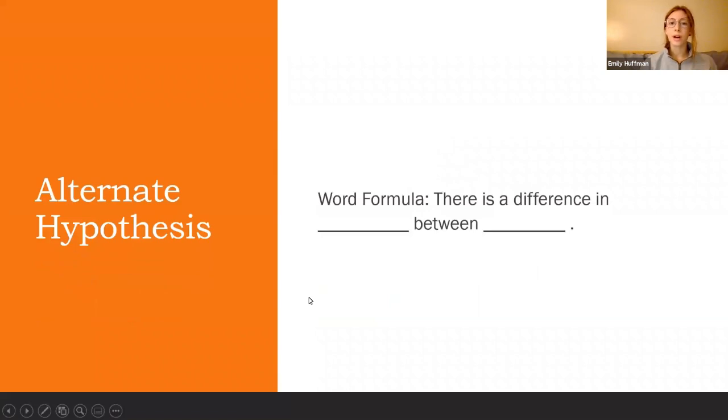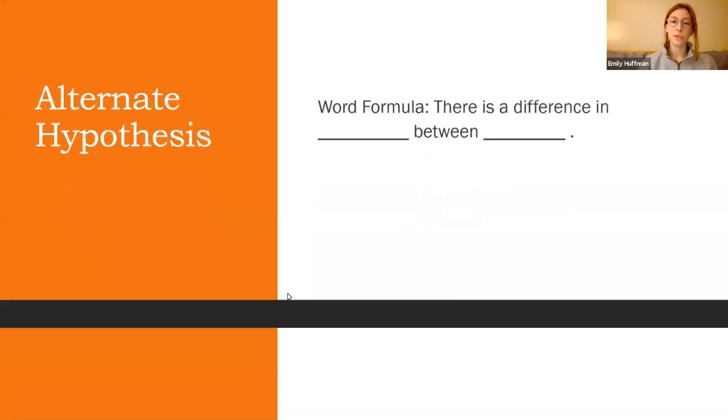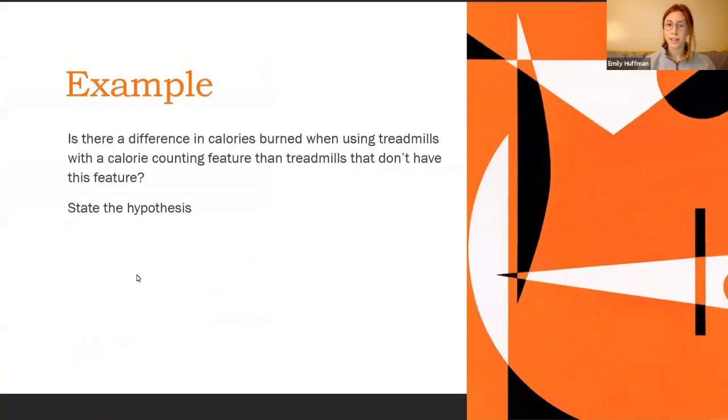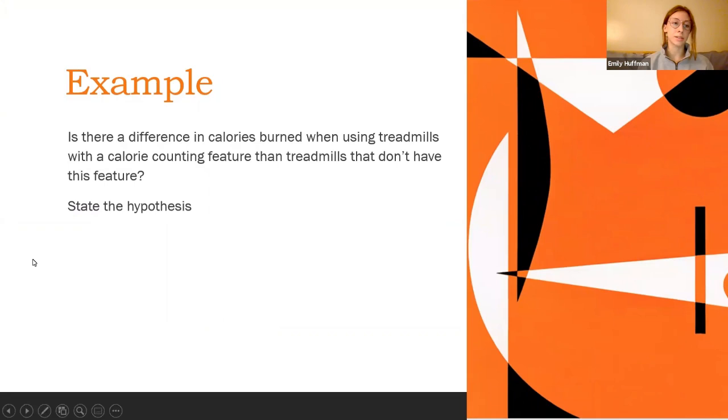For our word formula for our alternate hypothesis, we will state that there is a difference between blank and blank. And if we fill in these blanks, it will say there is a difference in dependent variable between the independent variables. And now here we have an example to help you understand what this means.